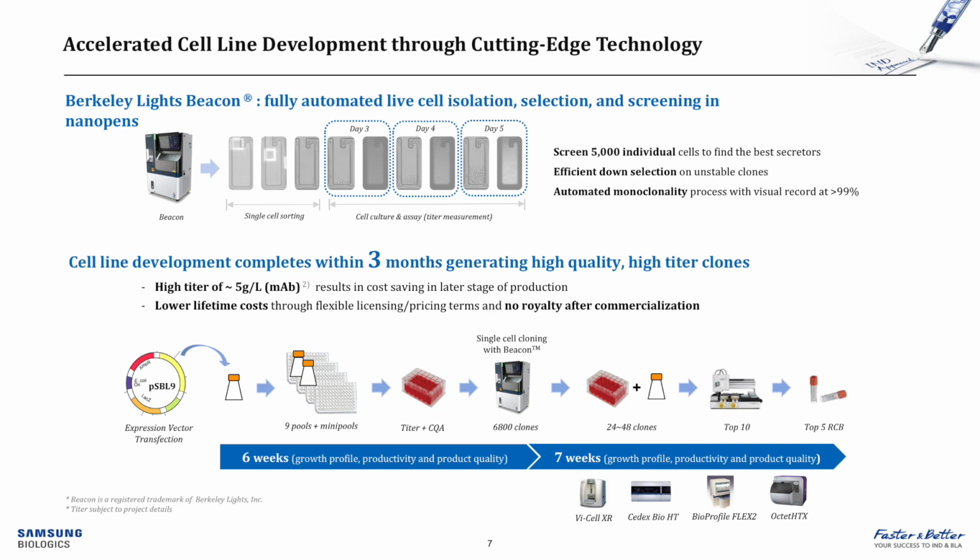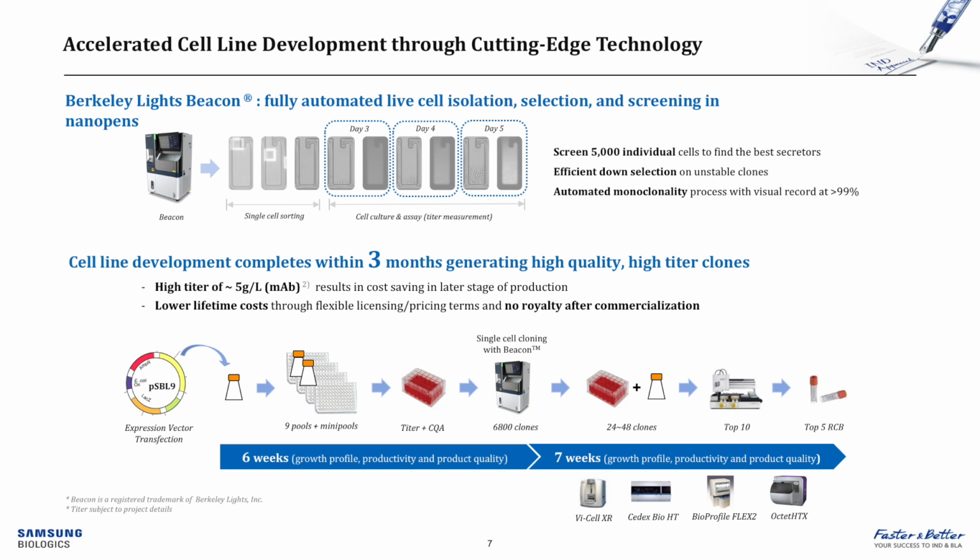selection in mini pools and stable bulk pools, initial screening in deep well plates where we can assess titer, growth rate, and critical quality attributes, loading those clones onto the Beacon up to 6,800 individual clones, then pulling 24 to 48 clones into the deep well plates and shake flasks, allowing us to move quickly through that initial scale-up, moving to the Ambr 15 for final clone ranking, where we freeze the top 5 clones for a research cell bank or your pre-master seed bank.